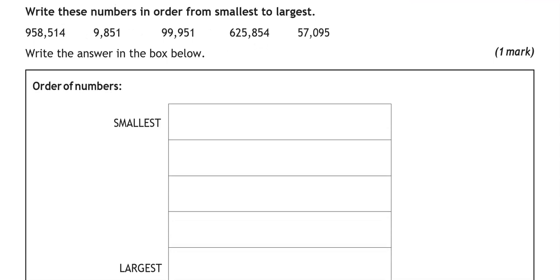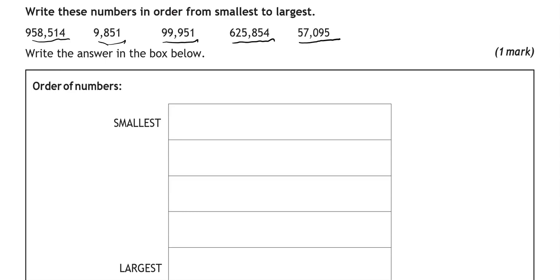Write these numbers in order from smallest to largest. We've got 958,514, 9,851, 99,951, 625,854, 57,095.